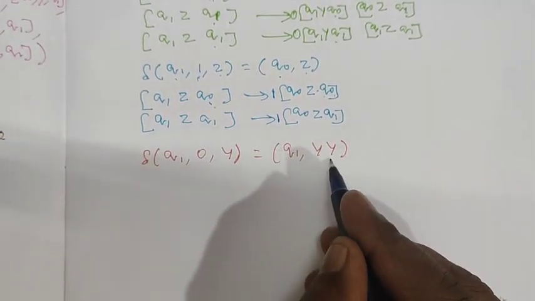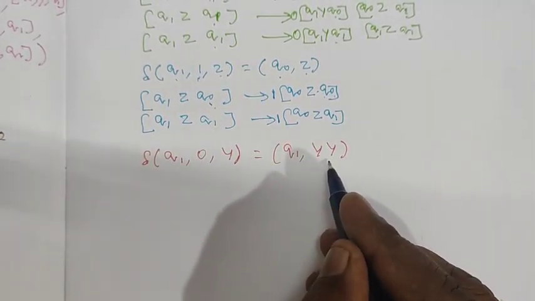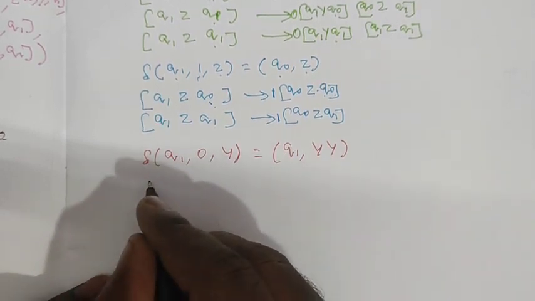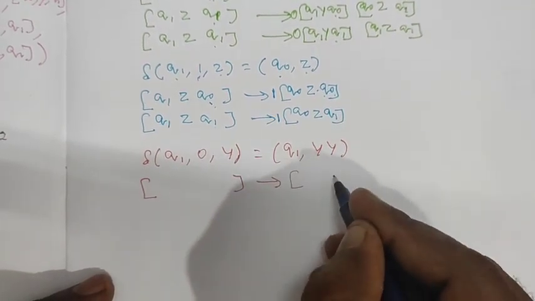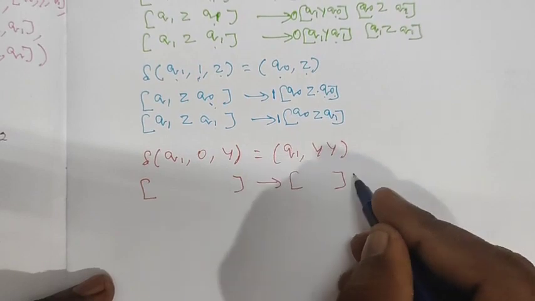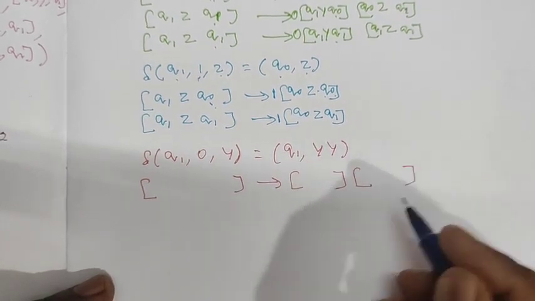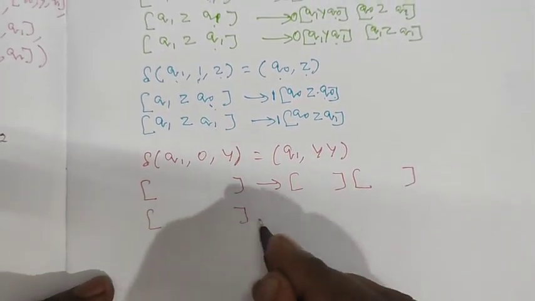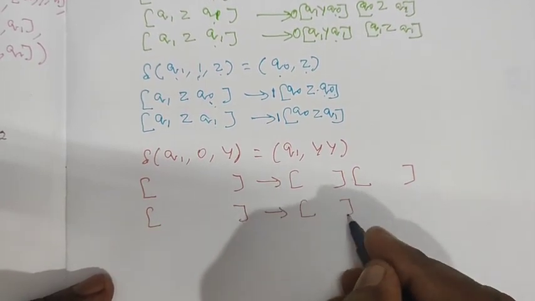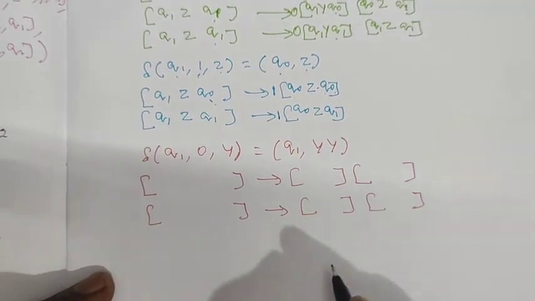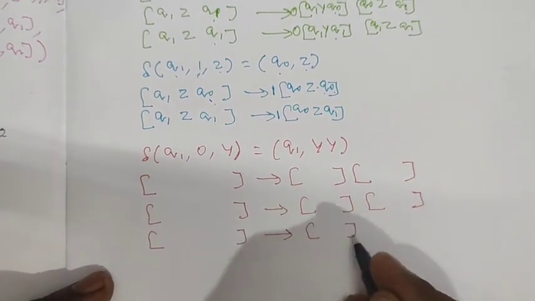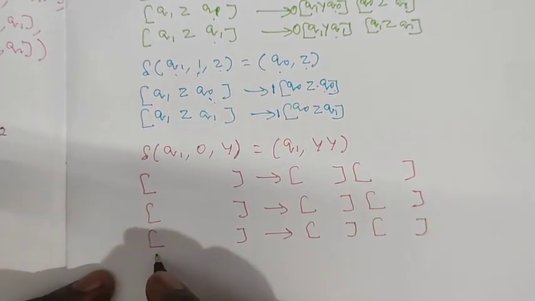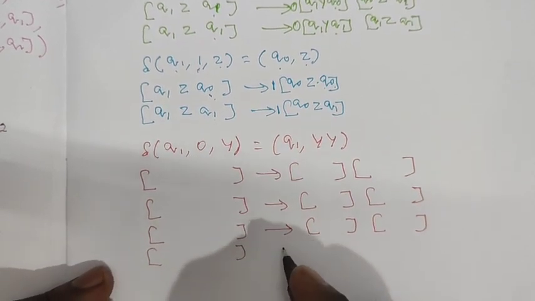Now we have two symbols in the stack, that means 2 to the power of 2. That is 4 productions we have to write here. So what are the 4 productions? We'll write 4 productions here. Production number 1. Now we have two symbols in the stack, so one more part is required. One and the last one.